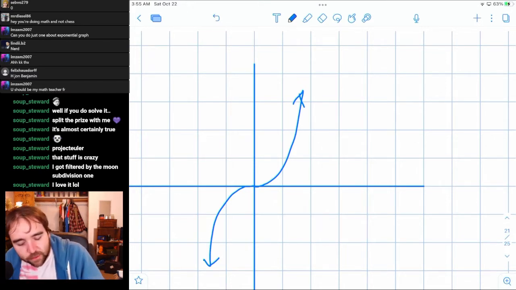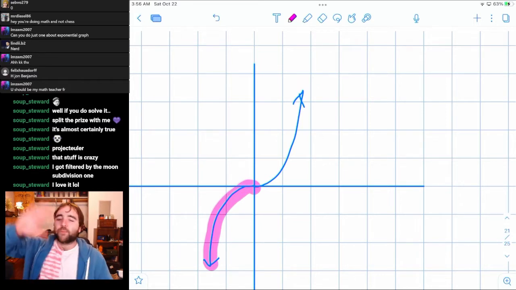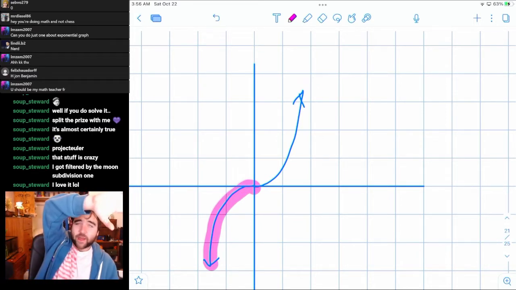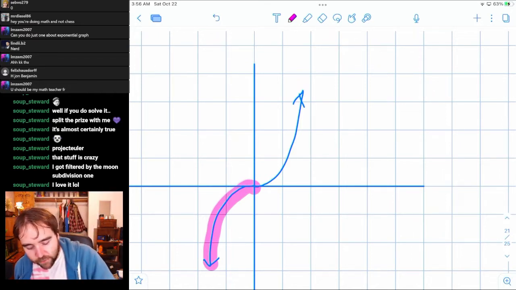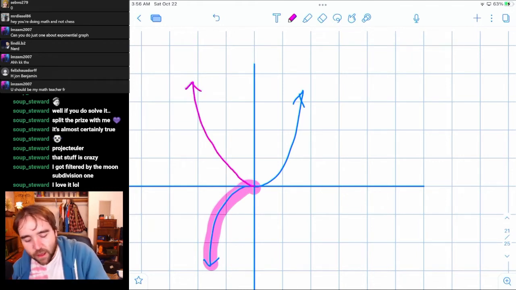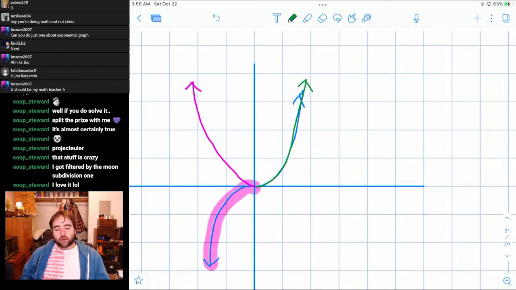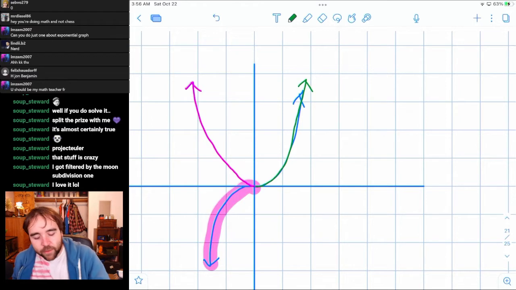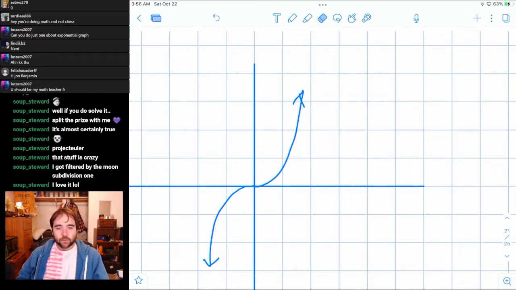And the whole deal about something being symmetric about the origin is that if we take one part, so I'm going to look at this part here, and we flip it over both axes. So we flip it over the x-axis to land it here. And then we flip that pink graph over the y-axis. Look how it lands right back on the original graph. So when that happens, that is when it is symmetric about the origin.